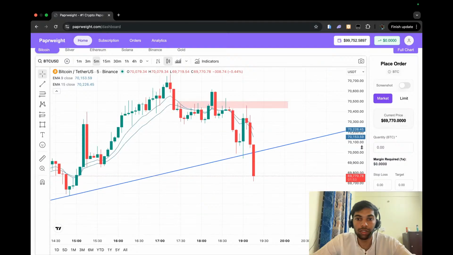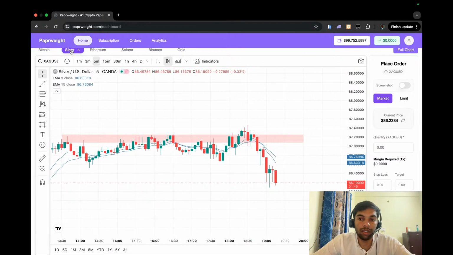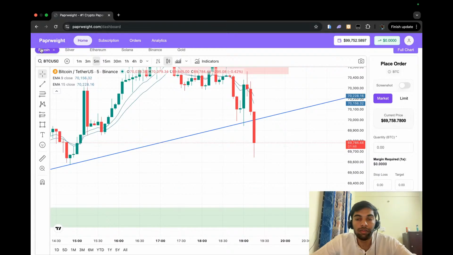Still 2 minutes to close this candle. In both silver and Bitcoin, the buying setup is there, but we have to be a little bit careful.